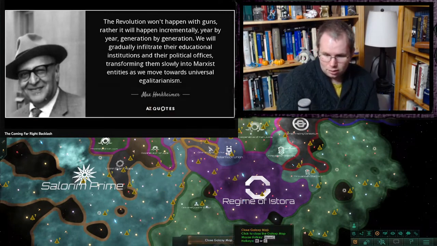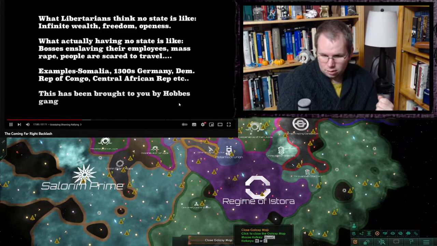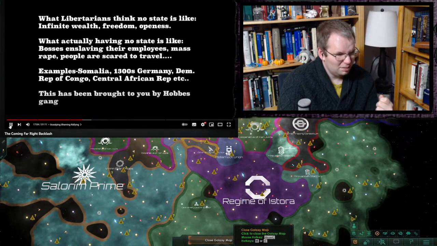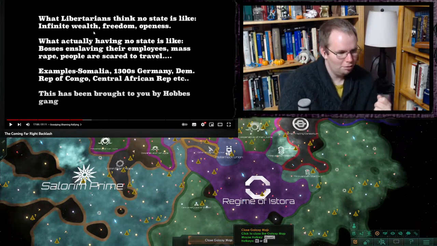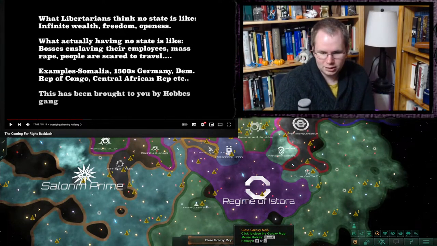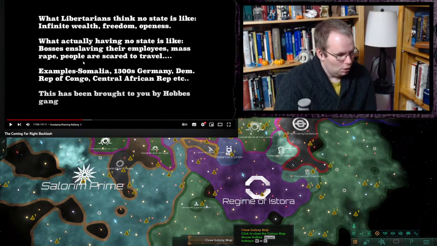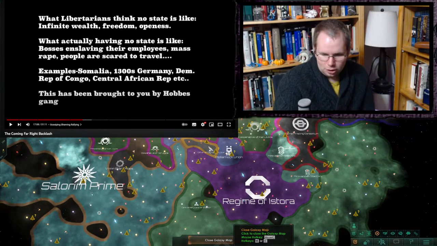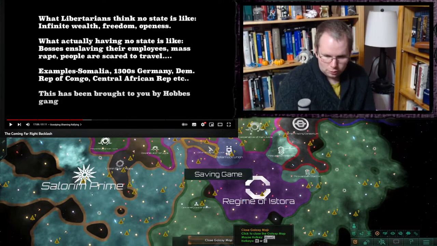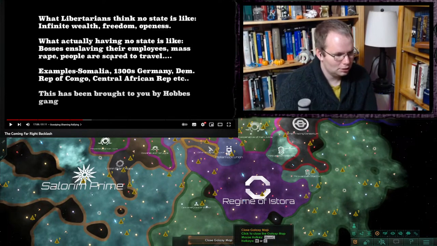Says their plan is. I really love the metaphor of the Leviathan, since it's a reference to Hobbes's famous 17th century book Leviathan, which, in my opinion, correctly posits the argument the state prevents mass violence and oppression. However, what libertarians think no state is like: infinite wealth, freedom, openness. Openness has two ends. What actually having no state is like: bosses enslaving their employees.